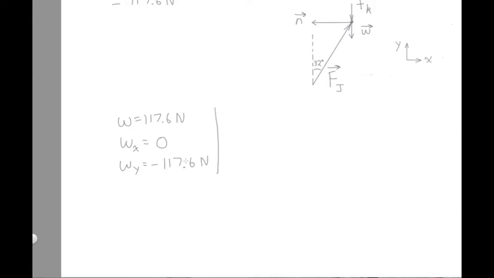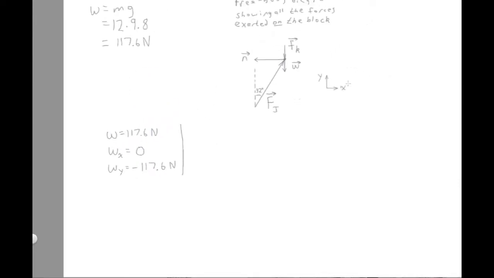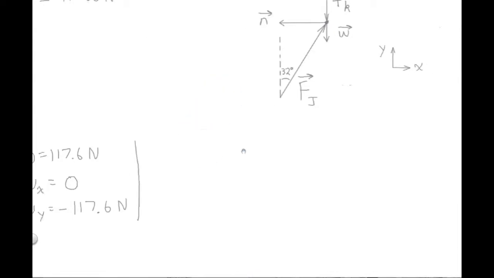We've seen some problems where we had a weight component that was positive and some problems where we had a weight component that was negative. So don't be on autopilot, just figure out for each problem whether each relevant weight component is positive or negative. Here we ended up with negative based on the axes that we've chosen. Now that we've handled the weight, why don't we move on to the normal force.